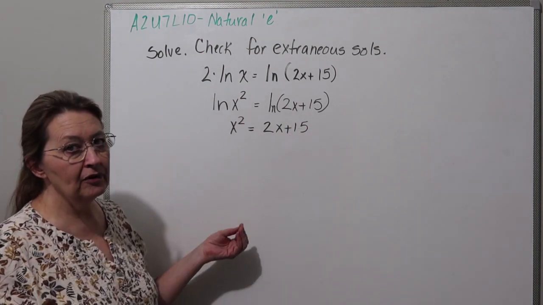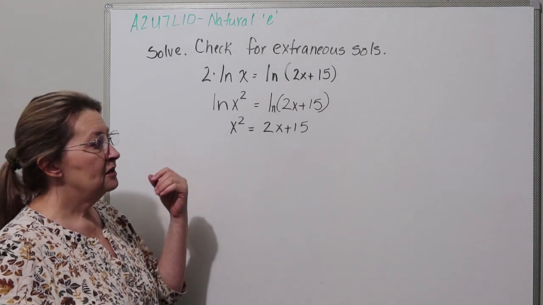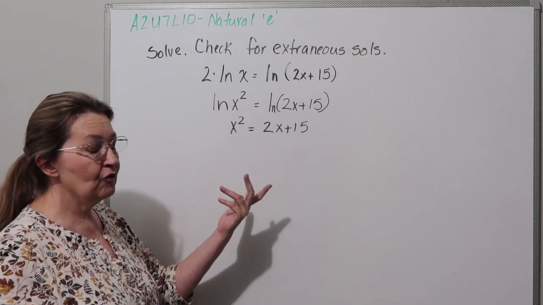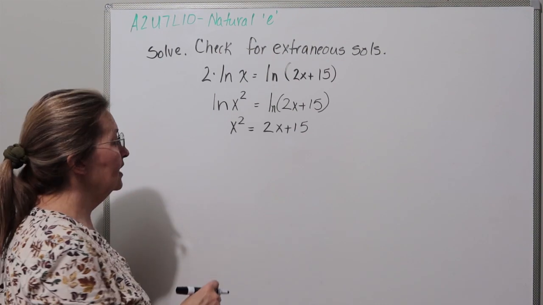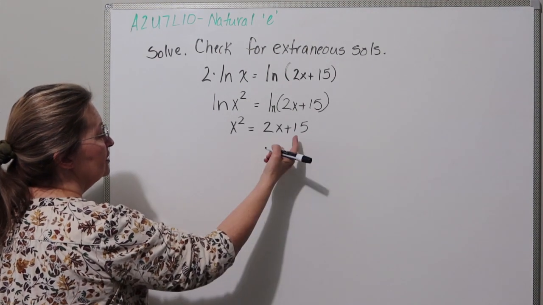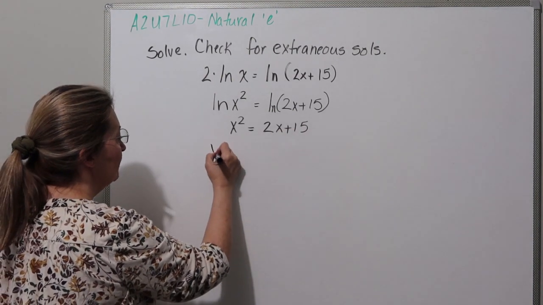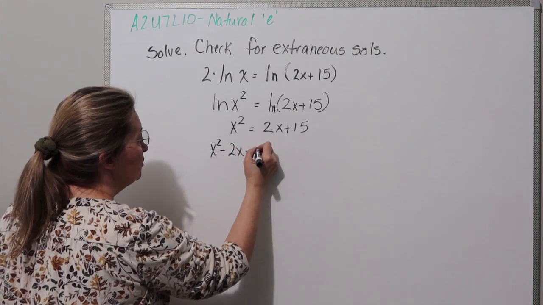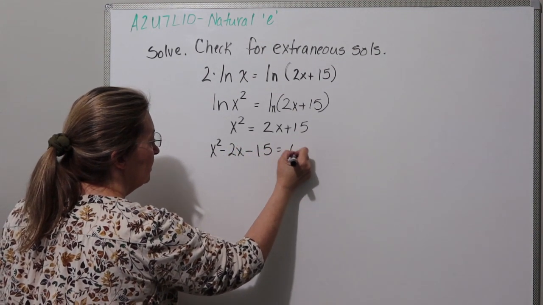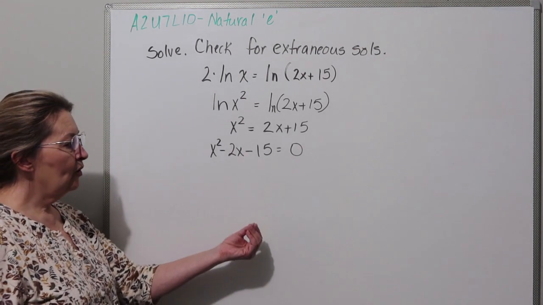Now that's all the logarithm property, but what you have here is a quadratic equation. So if you're foggy on how to solve quadratic equations, I'll drop a link down in the description so you can review that section. But what we're going to do is get a 0 over here. I'm going to subtract 2x and 15 from each side. So now that's going to give me x squared minus 2x minus 15 is equal to 0, standard form. Then how do you solve a quadratic equation?